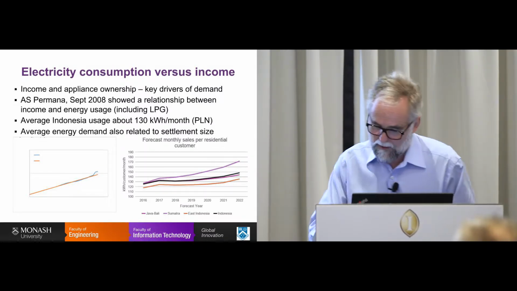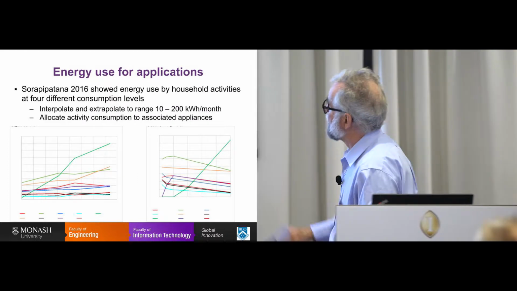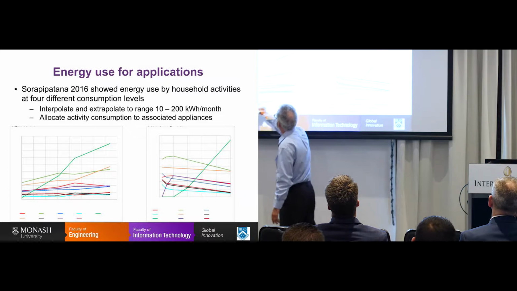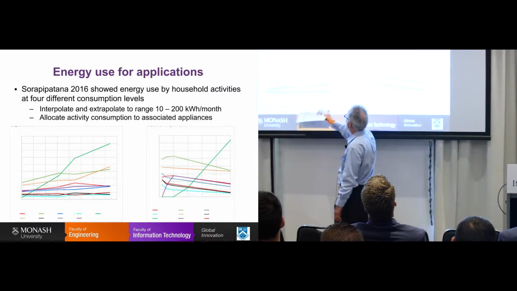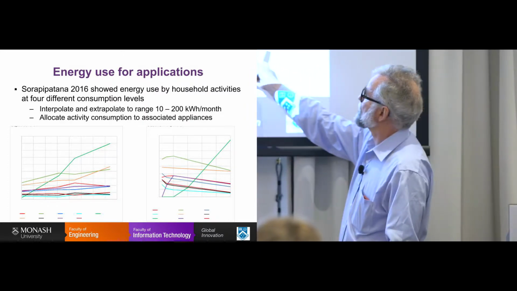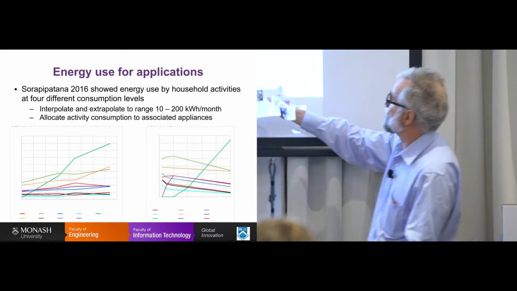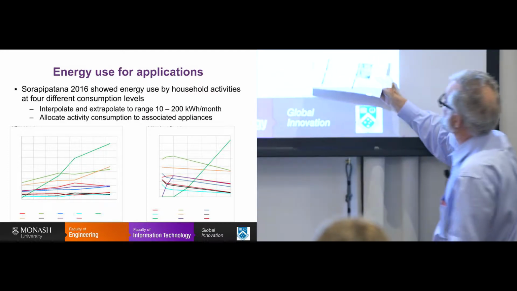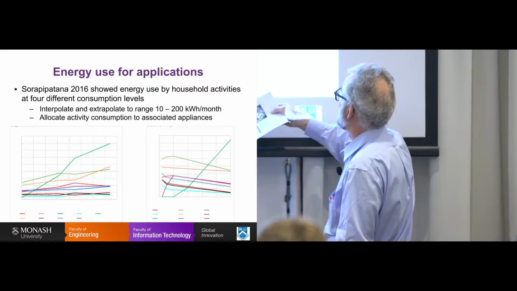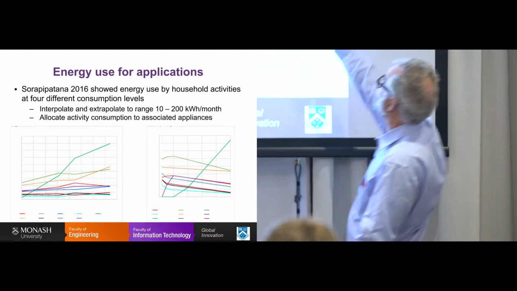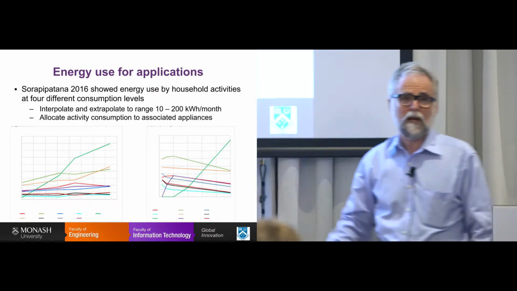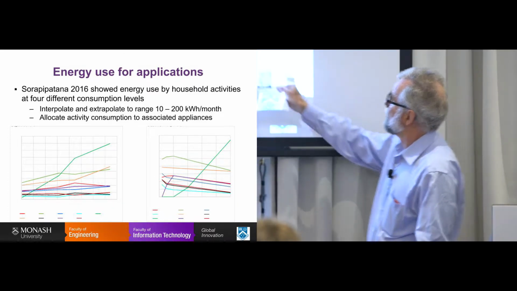So I then put that together into a set of functions. This was the usage data for 4 levels of consumption that were available in a survey, and I linearised and extrapolated that to give me a range from 10 to 200 kilowatt hours per month. And so, for example, air conditioning, which is the big green line, doesn't really start until about 60 or 70 kilowatt hours per month, and at a very low level.